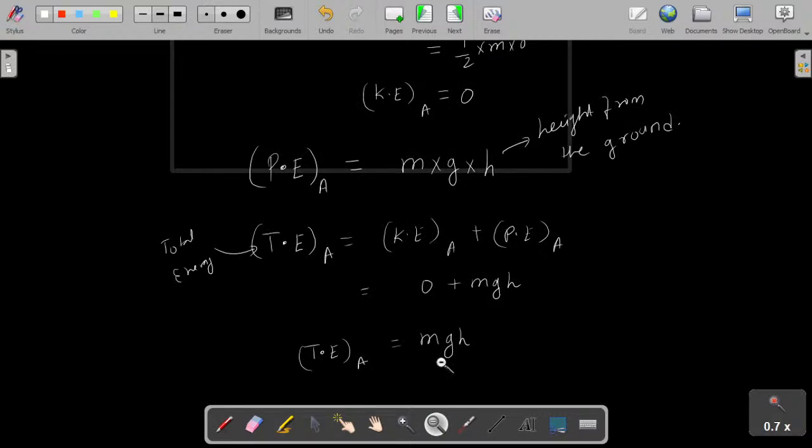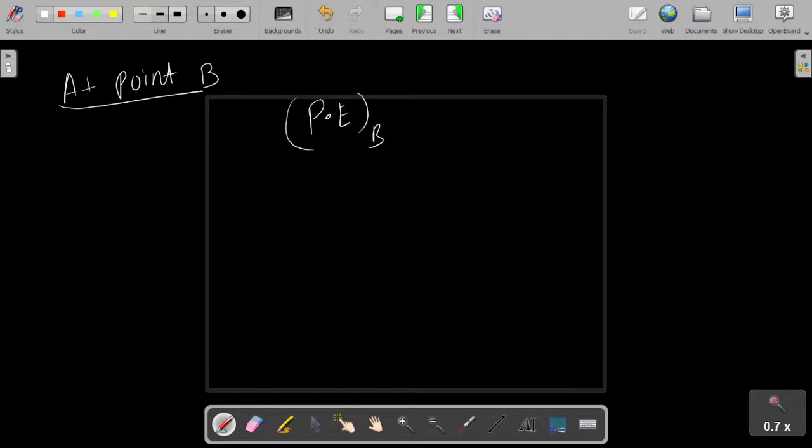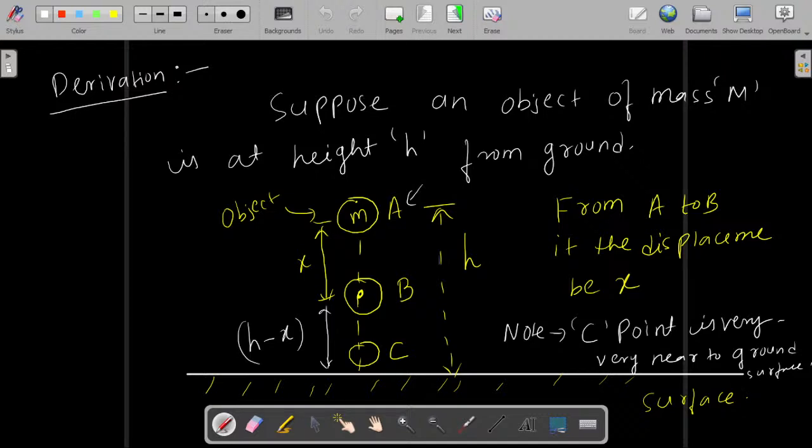Now consider with the same approach, you have to write at point B. Easy. Now you tell me the potential energy at point B. Its formula is mg times height from ground. Always take height from ground. Now you tell me, where is the ground? So the height from here to here, from ground to point B.